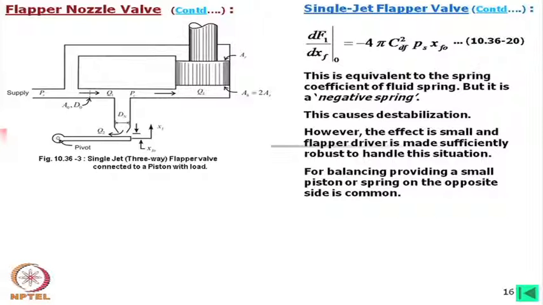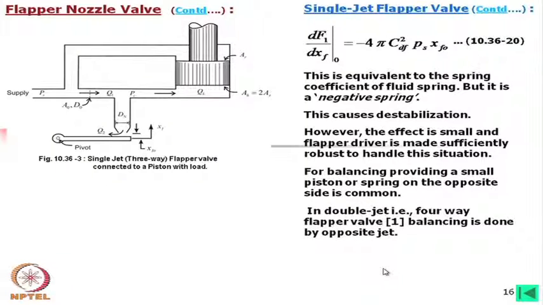For balancing, providing a small piston or spring on the opposite side is common. Sometimes a spring is used on the opposite side for the flapper nozzle. What happens if there is a double nozzle? In that case, you will usually find springs are used in both directions. In the case of a single nozzle, you can use a spring directly opposite; otherwise, you can also use a coil spring for both directions. In a double jet 4-way flapper valve, balancing is done by the opposite jet. This means that if there is another nozzle in the opposite direction, sometimes we do not need any spring at all, because it can be balanced by the opposite one.